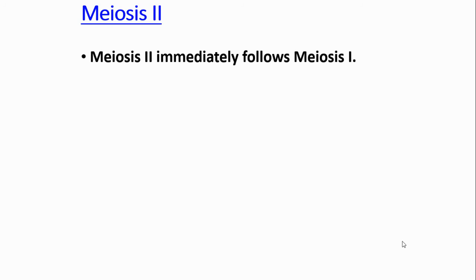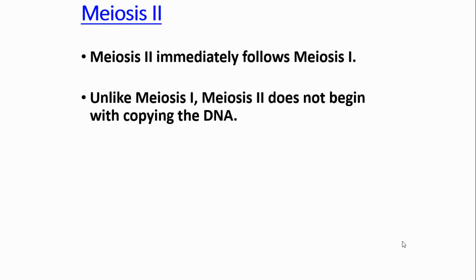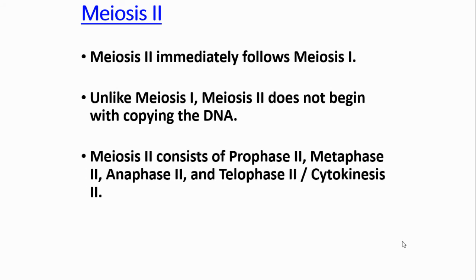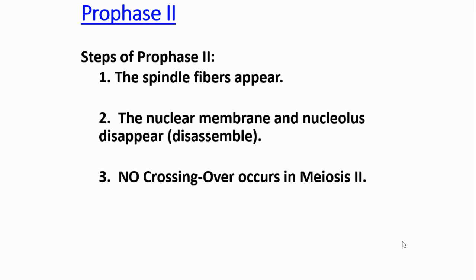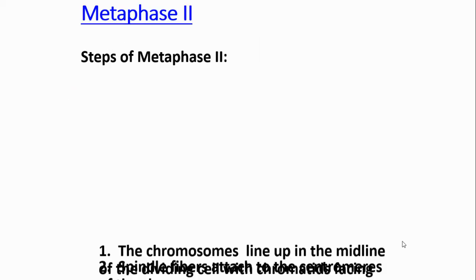On meiosis 2, which is immediately going to follow meiosis 1, so they really don't take a break, we're not going to be copying the DNA this time. We're strictly here to divide. So we're going right back into it. Prophase 2, the spindle fibers are going to appear. The nuclear membrane and nucleolus will disappear. No crossing over is going to occur this time around.